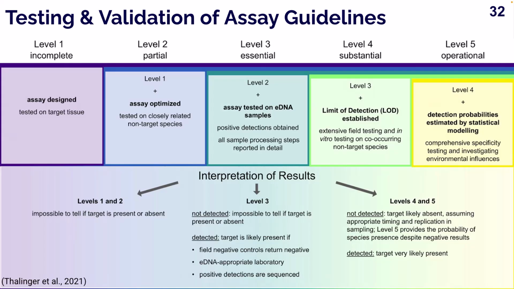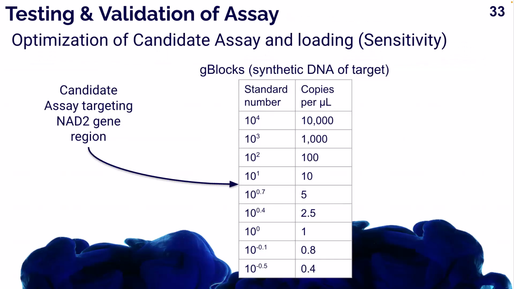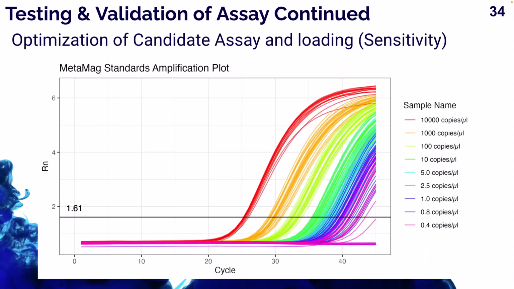So starting off with the optimization of our candidate assay, we're beginning with sensitivity, using the NAD2 assay with our synthetic DNA of Dungeness crab, our gBlocks. We started with serial dilutions from 10,000 copies per microliter all the way down to 0.4 copies per microliter. This was done with 16 replicates for the 10,000 copies per microliter, and then from 1,000 copies per microliter down to 0.4, we did 23 replicates. Here is the amplification plot of that assay.